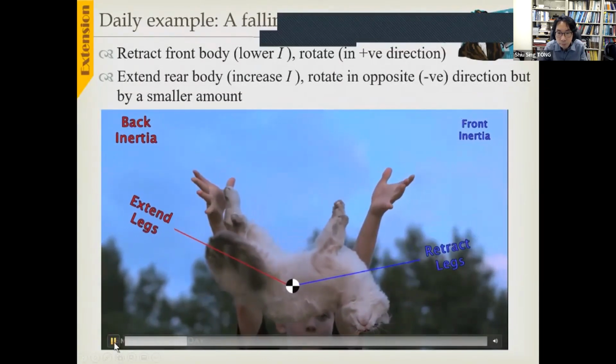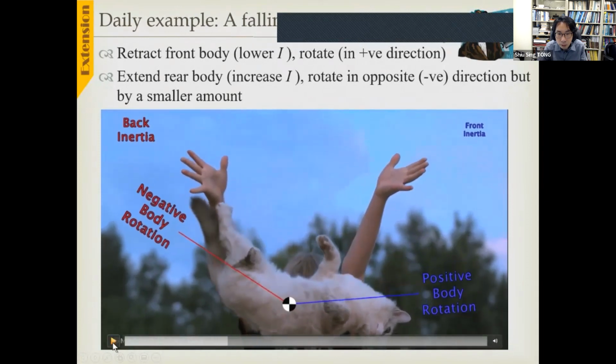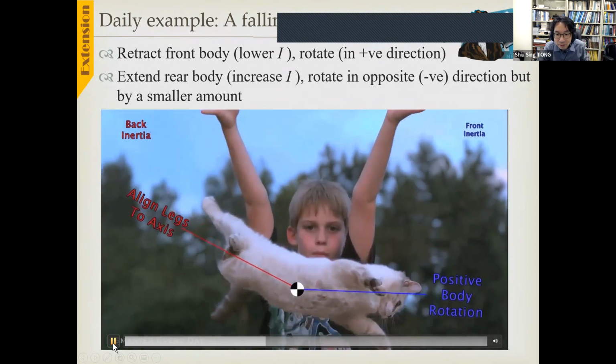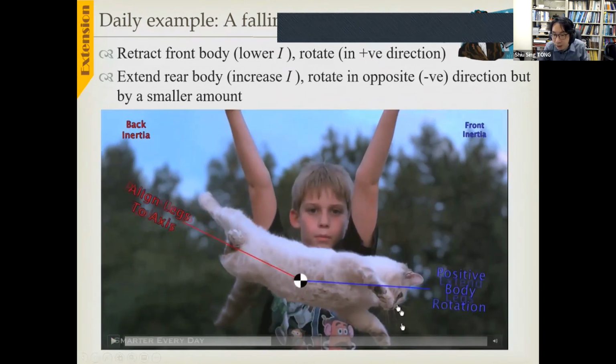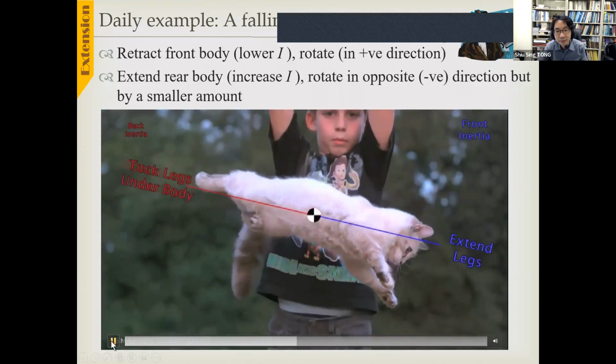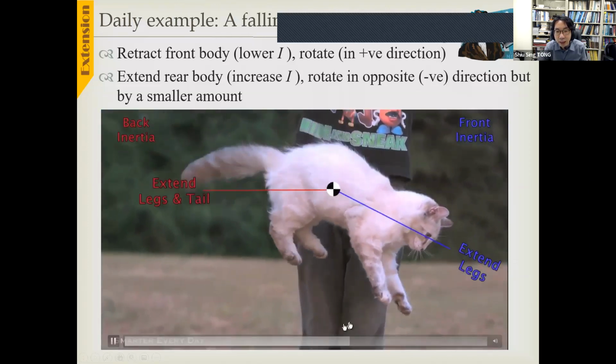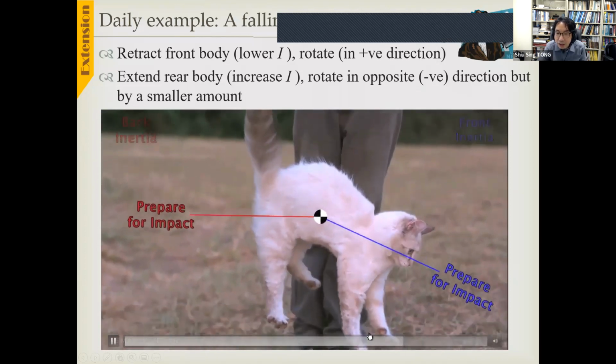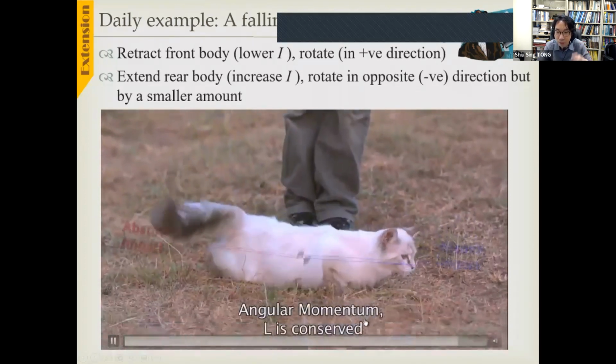Can you see? Now, when he rotated the first part of the body, he retracted the front leg and extended the rear leg. But the rear leg rotated in the opposite direction to his front body. After his front leg is in the correct direction, he extended it to stop the rotation. Then he retracted his rear leg and rotated the rest of his body, and eventually he lands with the forelegs facing the ground for a safe landing.